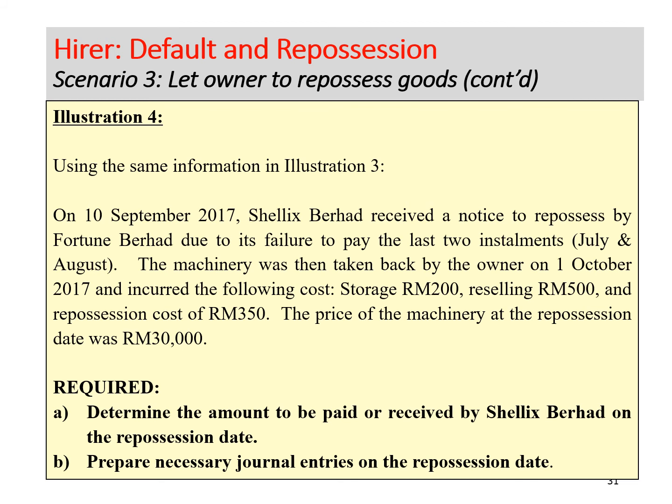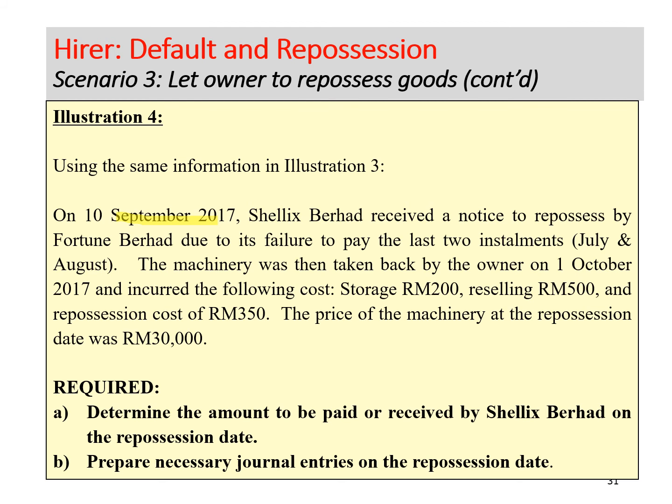So using the same information in illustration 3, now the question actually said that on 10 September 2017, Shelix Berhad received a notice to repossess by Fortune Berhad due to its failure to pay the last 2 installments in July and August. So the machine was taken back by the owner on 1st October 2017.